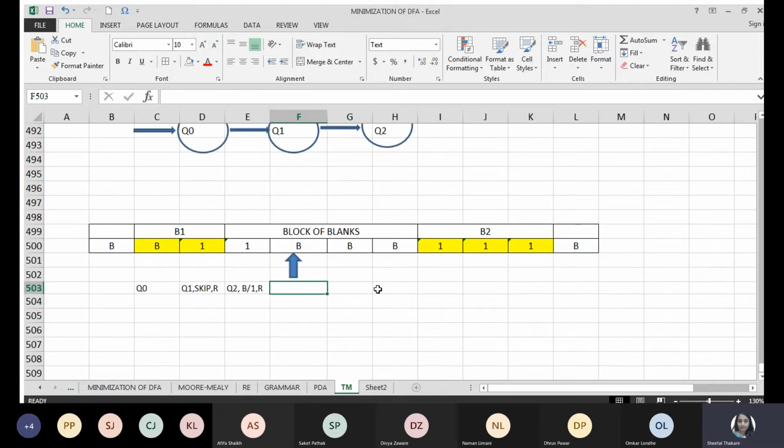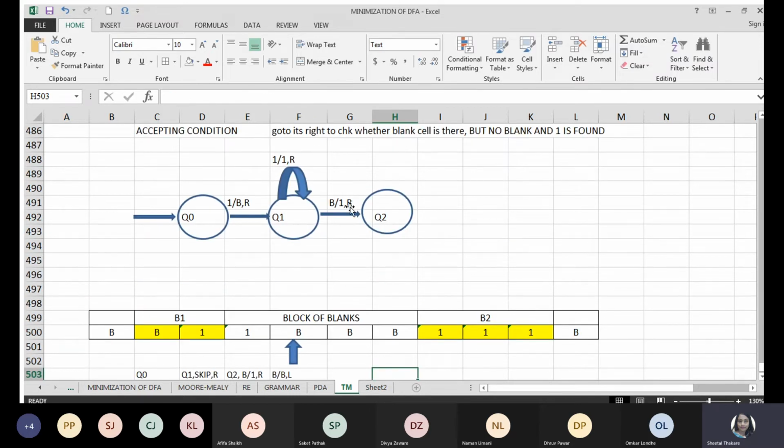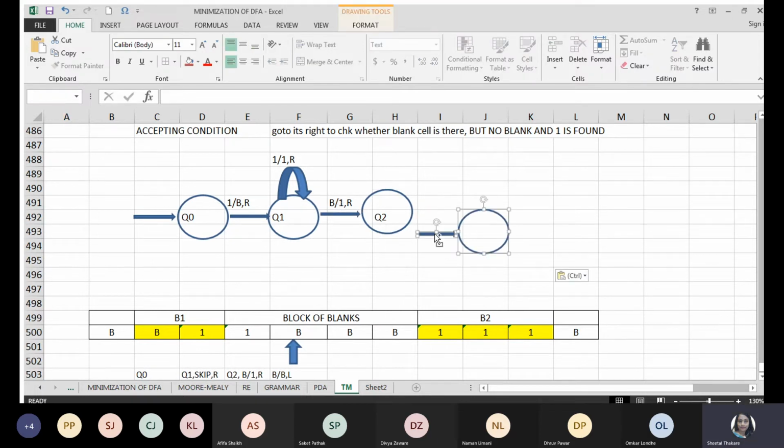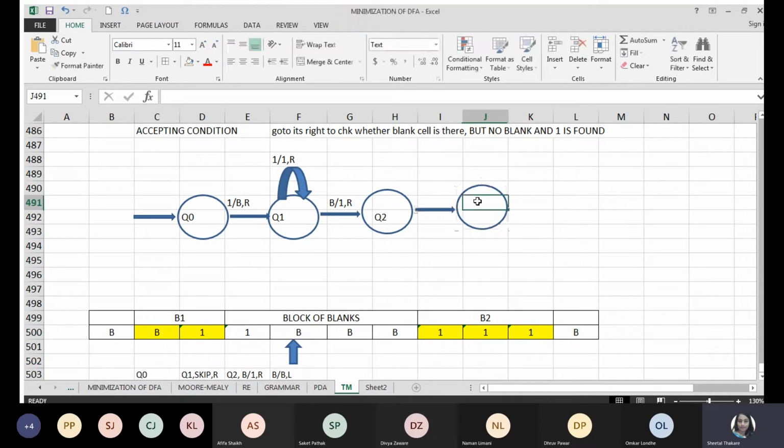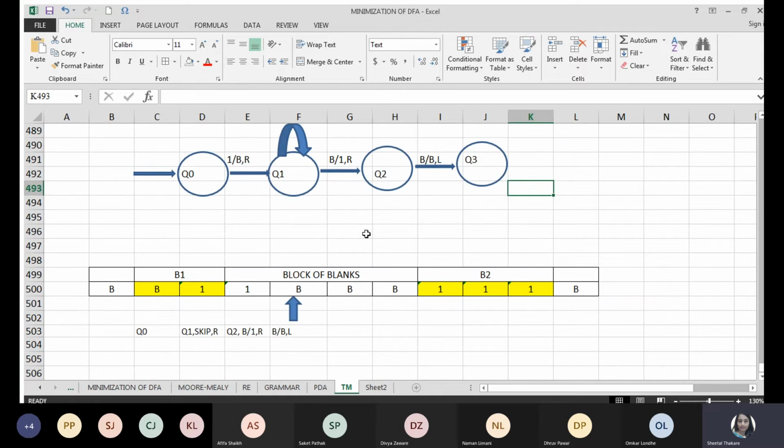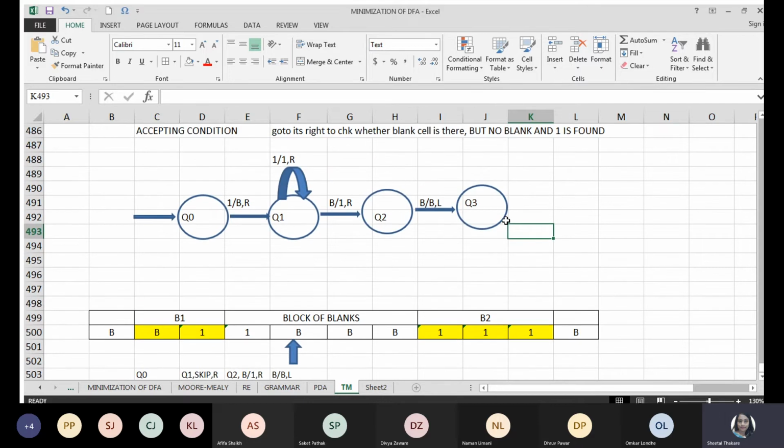If blank is there, let it be blank, move to its left to pick the leftmost one. You say if blank is there, let it be blank, move to its left. And then repeat the process.